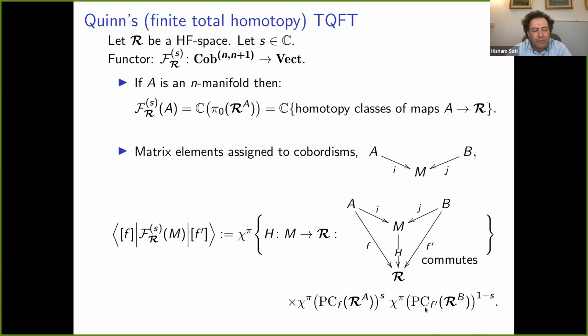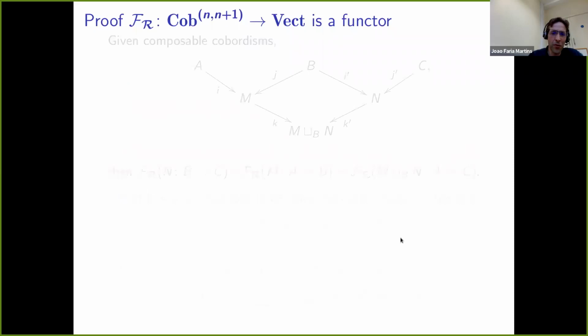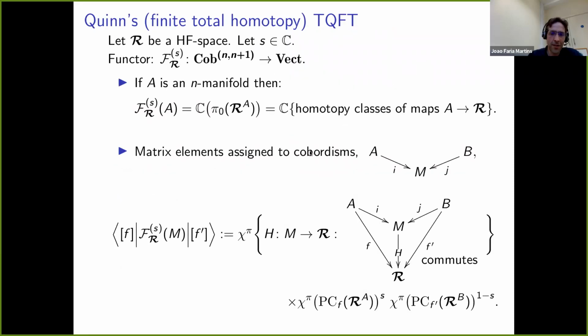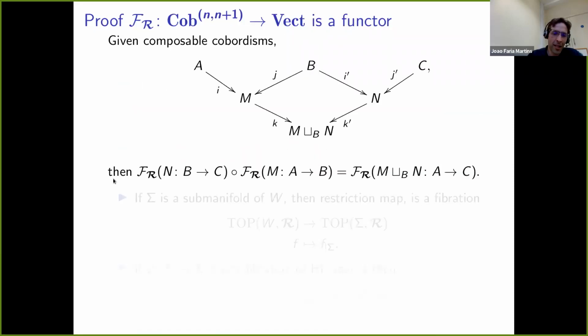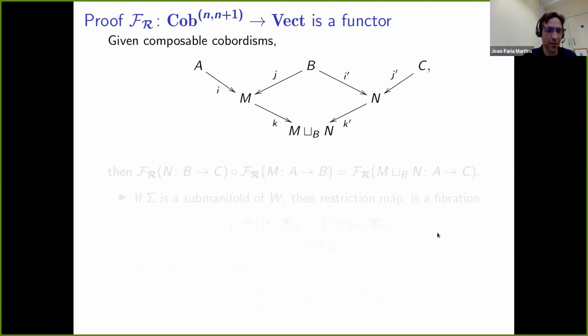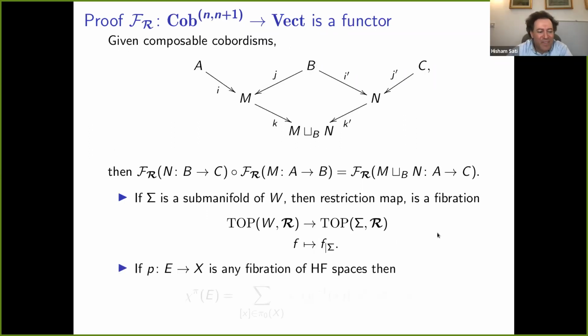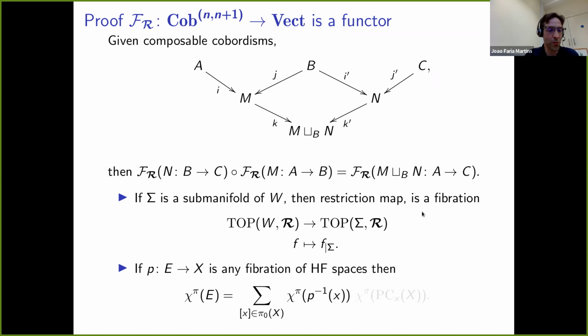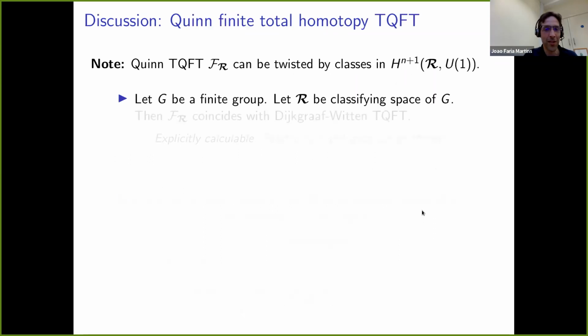It's very easy to see. If you try to prove that matrix elements of Quinn finite total homotopy TQFT compose well, you'll see that it's natural to consider these factors here. I'll give you the slides, and you can put them online. It works beautifully. What I was saying is that I have no idea how Quinn devised this, because I can prove it works, but I would not be able to come up with it myself.